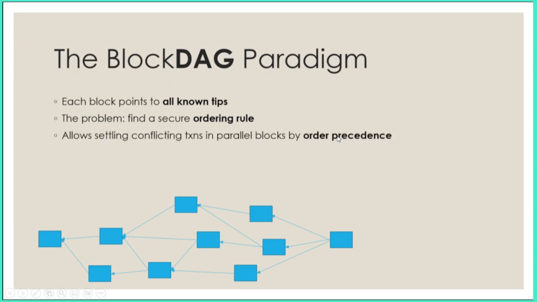Why is it good? Because once we have this ordering rule, we can say, okay, take the transactions from all the blocks. But if we see a transaction which conflicts a transaction on a preceding block, we can throw it away. So like, say we have this block, and then this block, and then this block. If this block pays some money to Alice and this block pays the same money to Bob, the money is going to go to Alice because this block was before this block in the ordering. Note that we don't throw away blocks for conflicts. We only throw away the conflicting transactions.